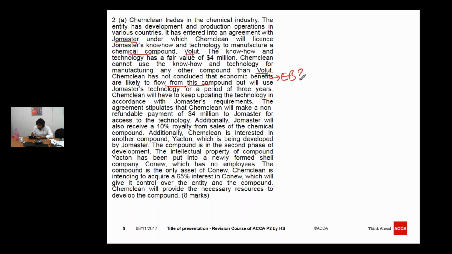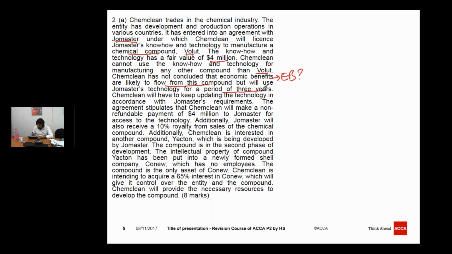So what is this? It is an agreement entered with Joe Master under which ChemClean will license Joe Master's know-how and technology to manufacture a chemical compound. So we get the license to manufacture a product that is Volute. The know-how and the technology has a fair value of 4 million. ChemClean cannot use the know-how and the technology for manufacturing any other compound than Volute. ChemClean has not concluded that the economic benefits are likely to flow from the compound, but will use Joe Master's technology for a period of 3 years.